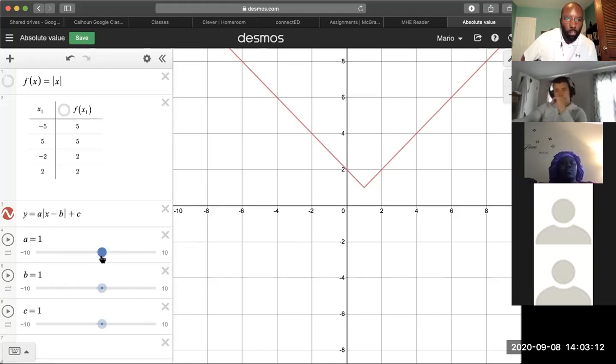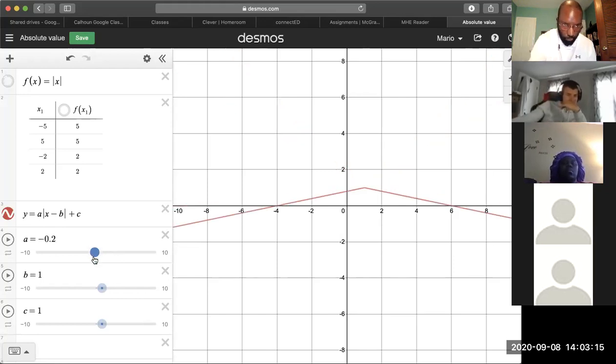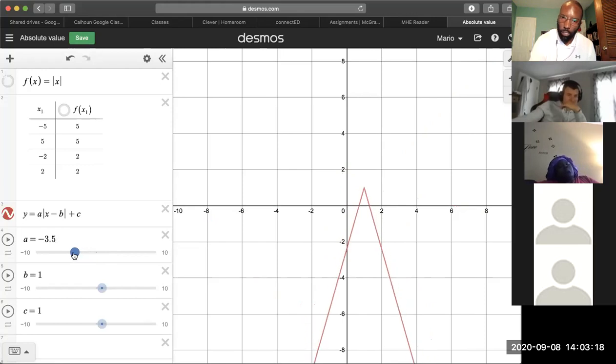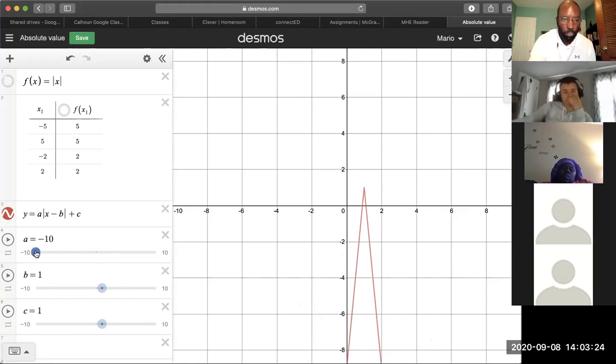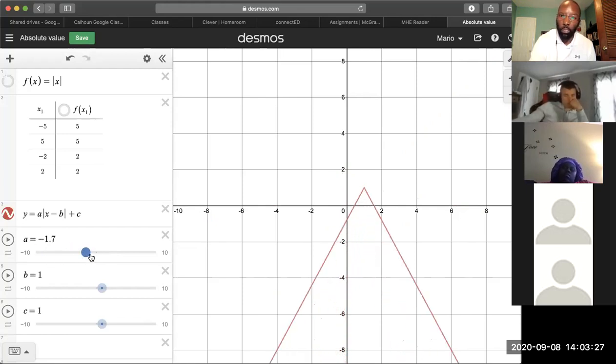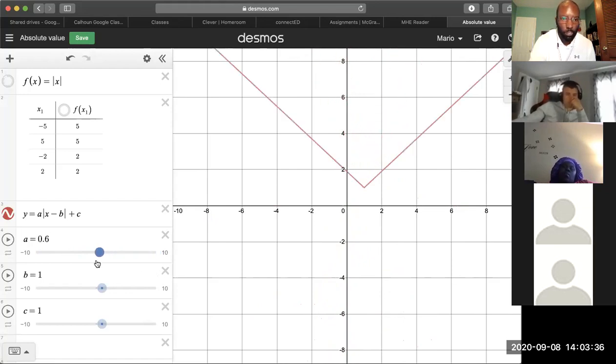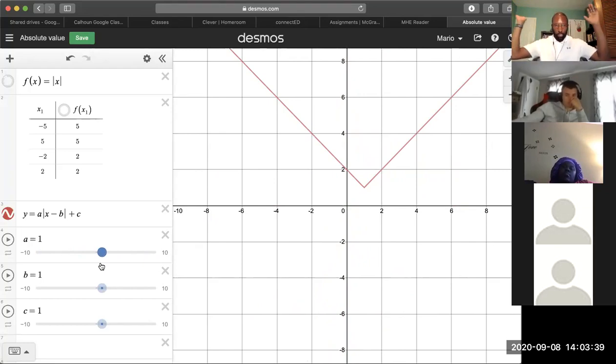So no matter how I move, if I change A, it might make my V go down or skinny, or it might make it go up, it might get wider, but it's still the V. It still has that shape of a V. You can make it wider or narrower, but it's still a V. The value B, and trust me, we'll go back to transformations. Right now, I just want you to know absolute value is always going to make a V.